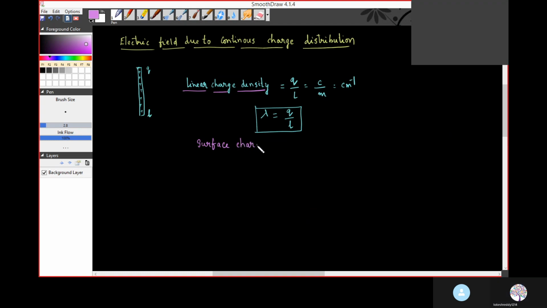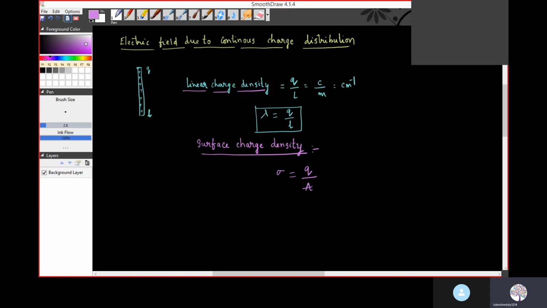Surface charge density is denoted by sigma. Sigma is equal to charge per unit area, charge per unit area.